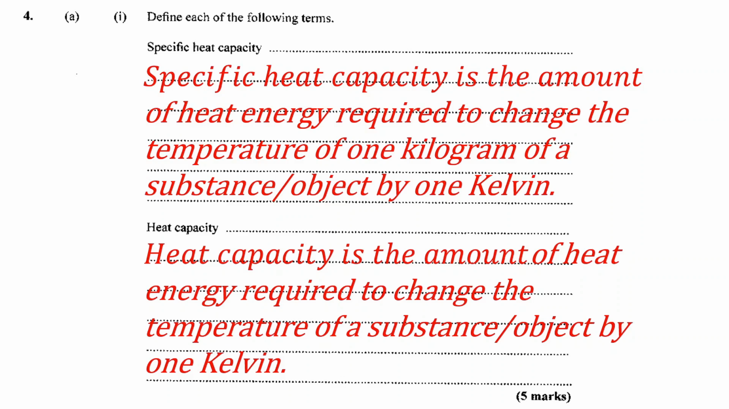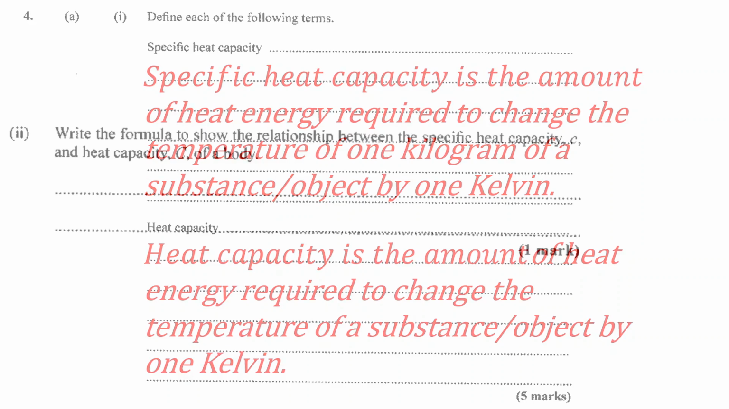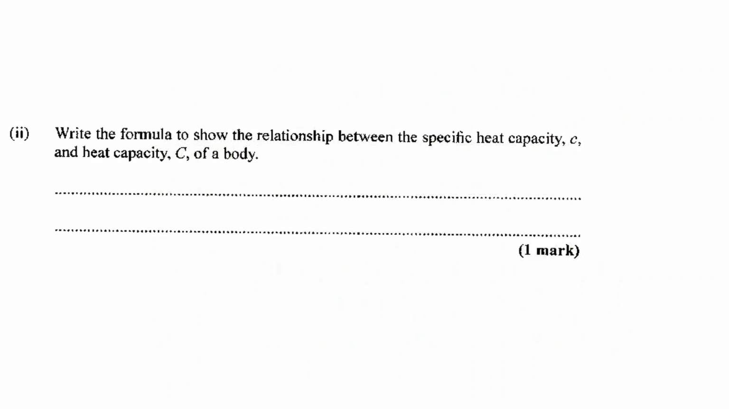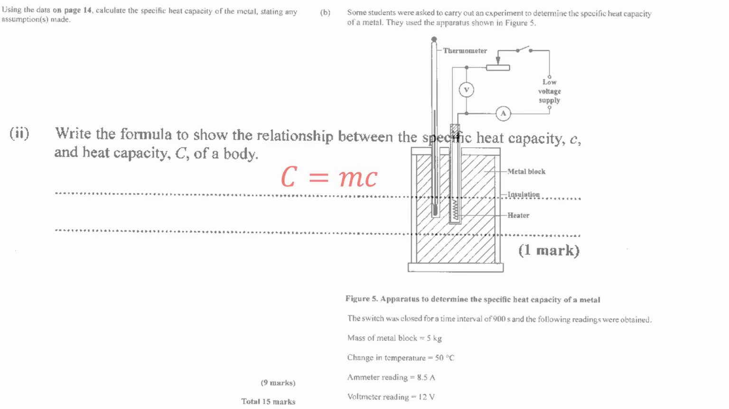And next, we're to write the formula to show the relationship between the specific heat capacity, small c, and the heat capacity, big C, of a body. This is a question that has come up multiple times on multiple exam papers. It is simply big C is equal to m times the little c. Heat capacity is equal to mass times specific heat capacity.